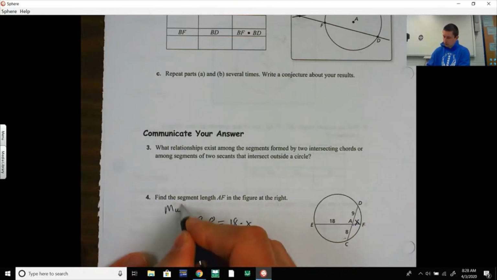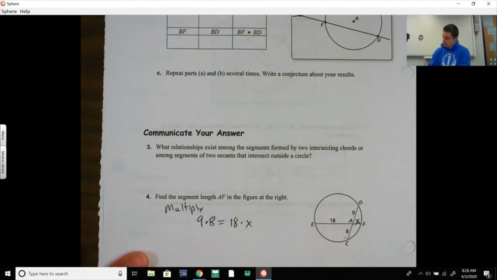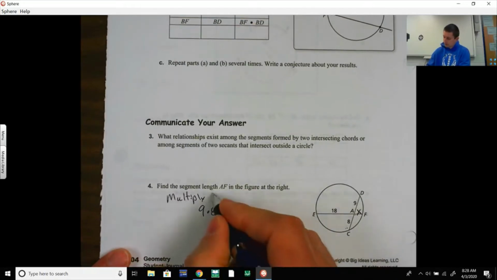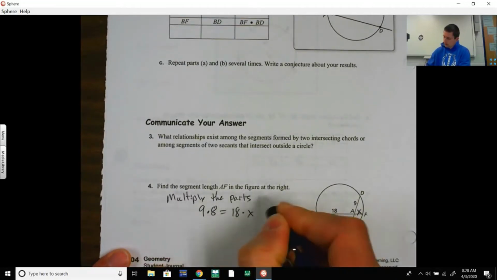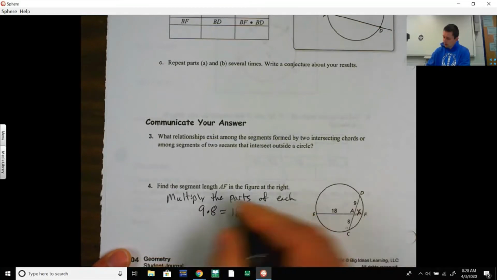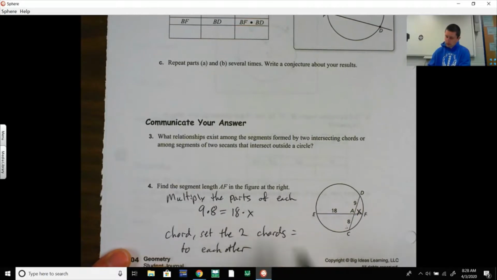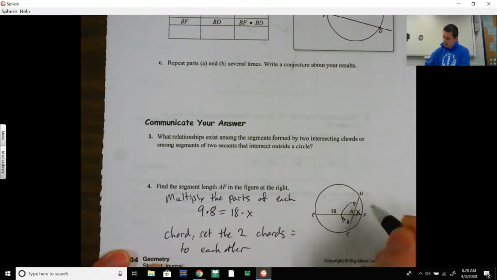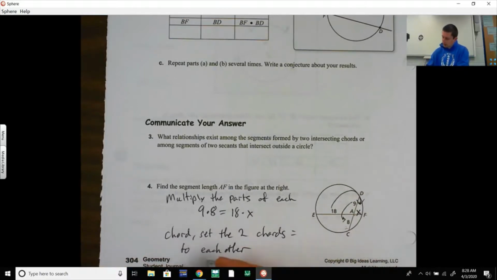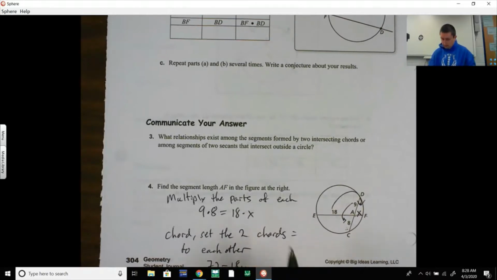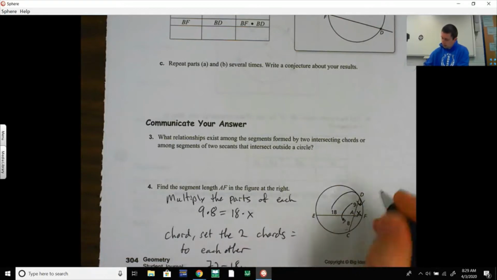So what you do, this is page 304, you multiply the parts of each chord, and then you set the two chords equal to each other. So I'm going to take 9 times 8, and that has to equal 18 times X. 9 times 8 is 72. So 72 equals 18x. 72 divided by 18 is 4, so x would equal 4. So that segment right there would be 4.